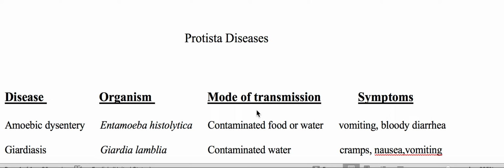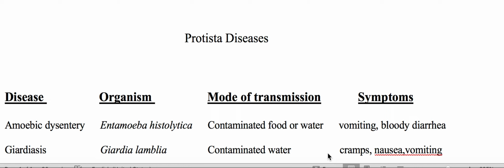Okay, giardiasis. This is Giardia lamblia. Now you might want to write these, because you're going to have to spell them correctly, and because I have them in italics, you can't write in italics, so you have to underline them. Don't forget about your rules for scientific naming. This is also one that you get from contaminated water.